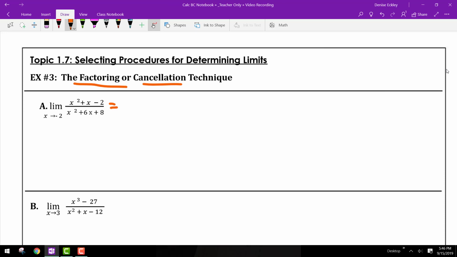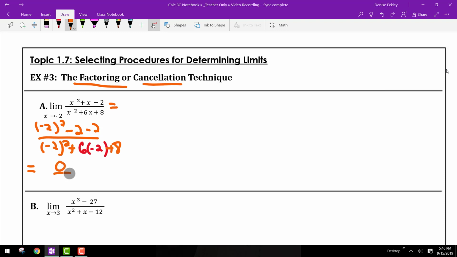If I try to substitute -2 in, what I get is (-2 squared minus 2) over (-2 squared plus 6 times -2 plus 8). That looks really messy, sorry about that. When I simplify this, I get 0 over 0. So I'm going to have to do something else.